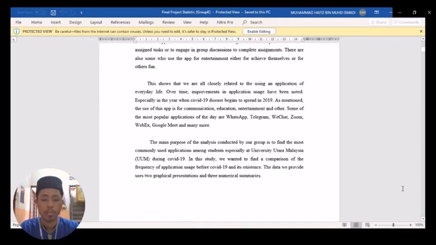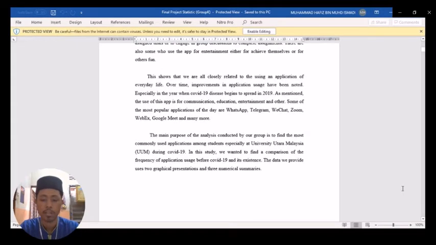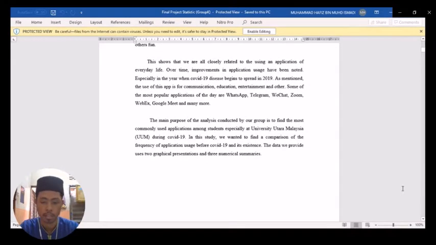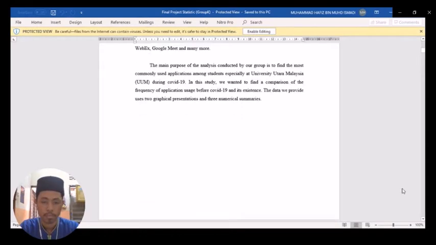The main purpose of the analysis conducted by our group is to find the most commonly used application among students, especially at Universiti Utara Malaysia during COVID-19. In this study, we want to compare the frequency of application usage before COVID-19 and during its existence. The data we provide uses two graphical presentations and three numerical summaries.